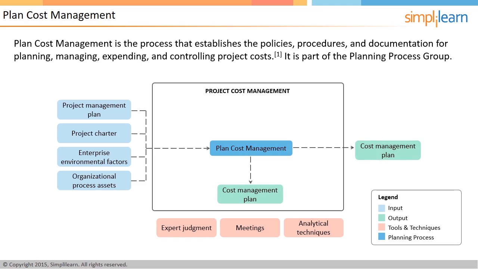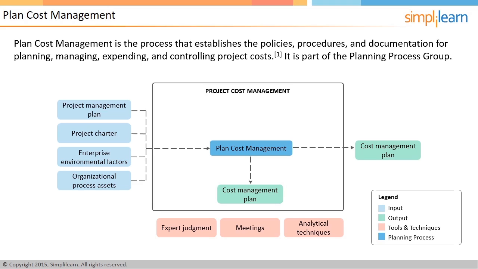Cost management plan is the primary output of this process. It establishes the units of measure, levels of precision, organizational process links, control accounts to be used, rules for performance measurement and reporting, frequency and methodology of monitoring the costs, and various other details that lay the overall framework for cost management on a project. In the next screen, let us discuss the second process under project cost management.